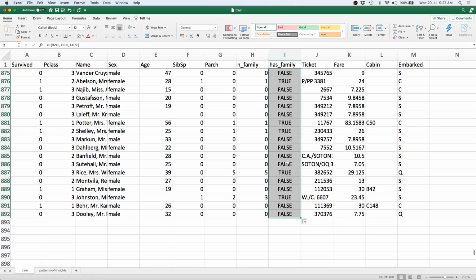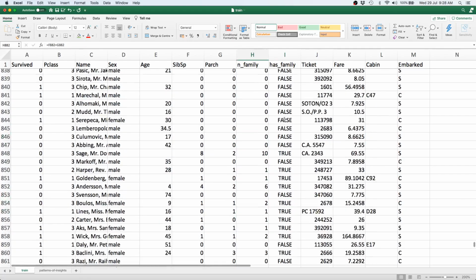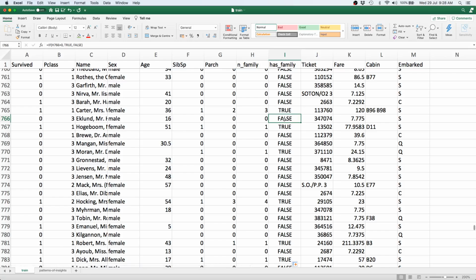So there it is. Essentially, this particular person had 5 family members, so therefore they were traveling with a family. This person had 3 family members, so they were traveling with a family, and others were not. So wherever there's a 0, we conclude that that person does not have a family, and if there is a 1, then that person has a family. So let's go back all the way up.